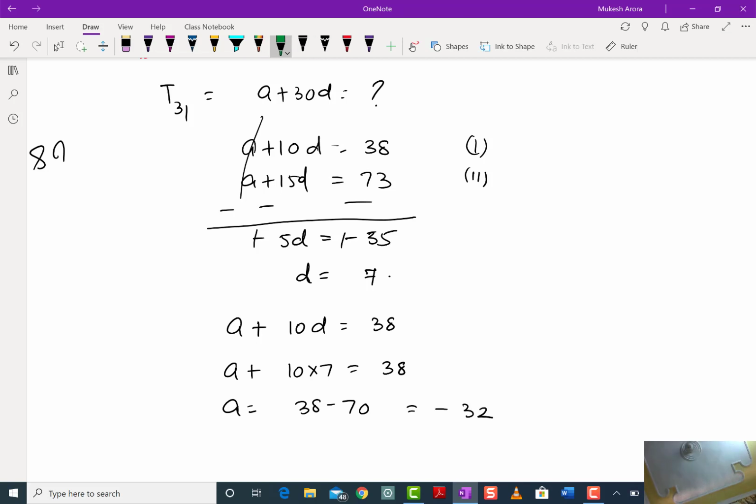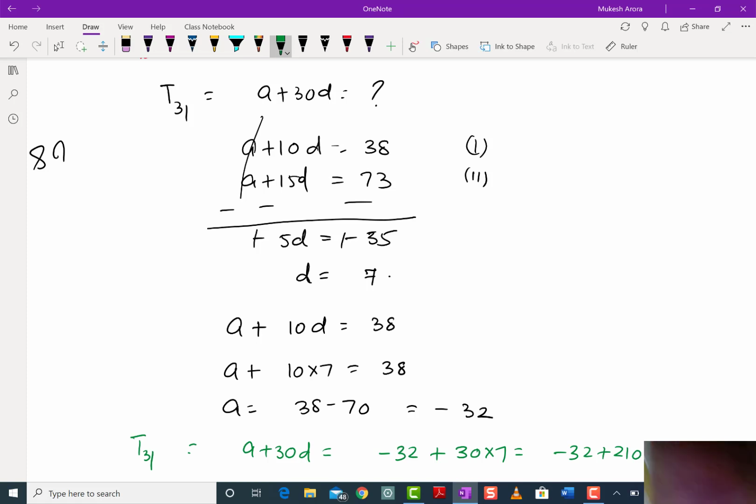Now we have to find the 31st term. A plus 30D. A is minus 32, 30 into 7. That means minus 32 plus 210. That will be 178, which is our final answer. This was question number 3.